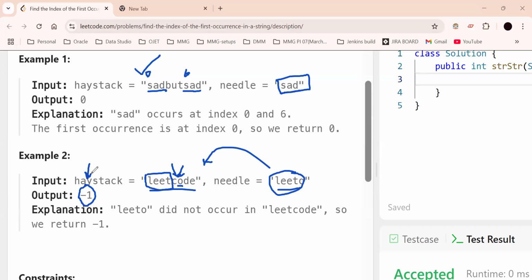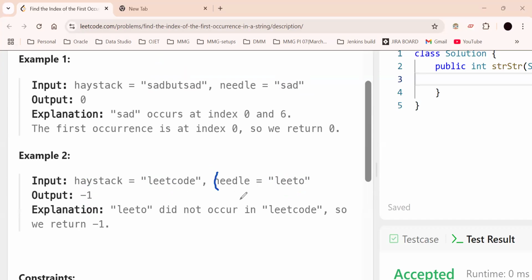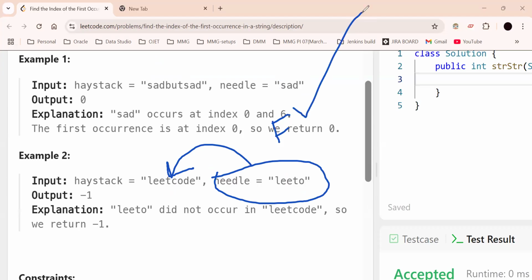So I hope you understand what we need to do. We need to see whether this substring is present in this string or not. If present, we need to return the first occurrence, guys. I hope you understand this one. So let's jump into the coding part.